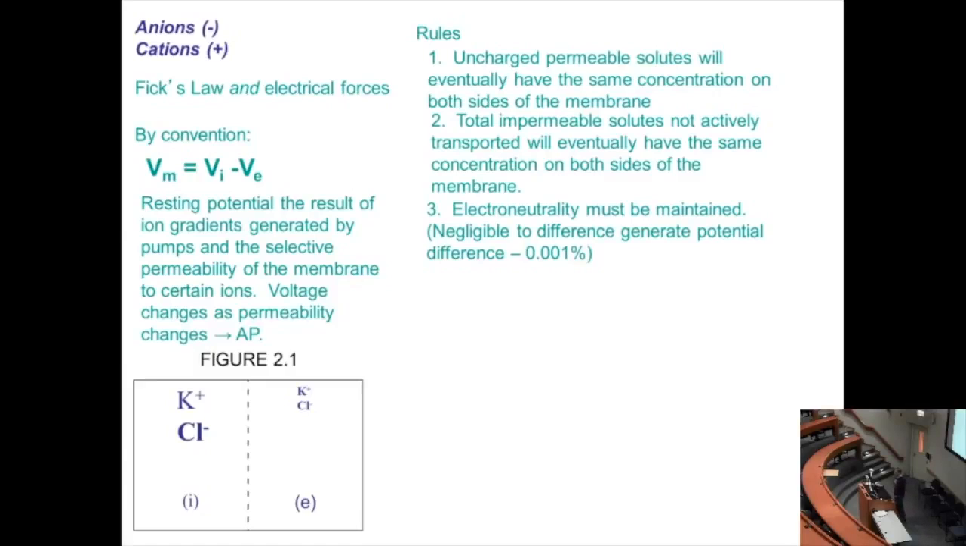Well, there is a gradient for potassium across that membrane. It's high on the I side, low on the E side. So we all know that through the process of diffusion, potassium is going to go from high concentration to low concentration, and it's going to move from I to E.